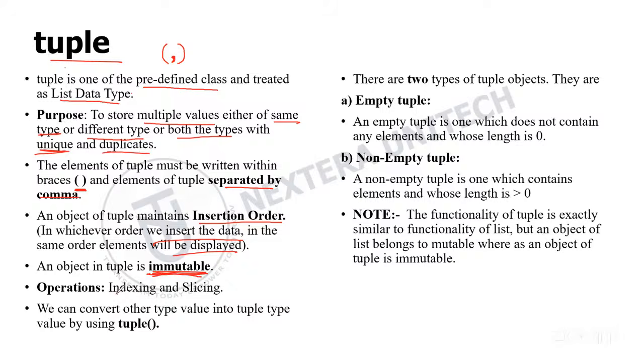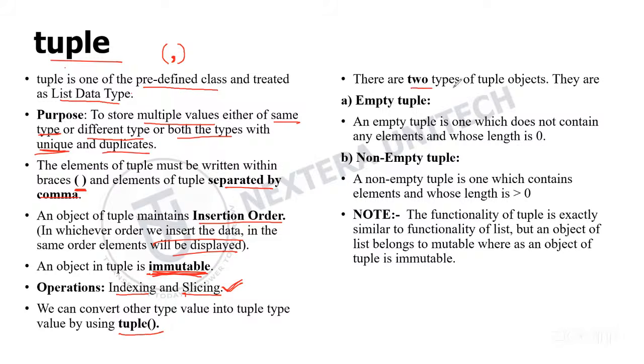And a tuple will support the operations indexing and slicing. Indexing means obtaining a single element from the tuple, and slicing means obtaining a group of elements from the tuple. So this will support both the operations. And you can convert any other type of value, like a list or other values, into a tuple using the tuple function.